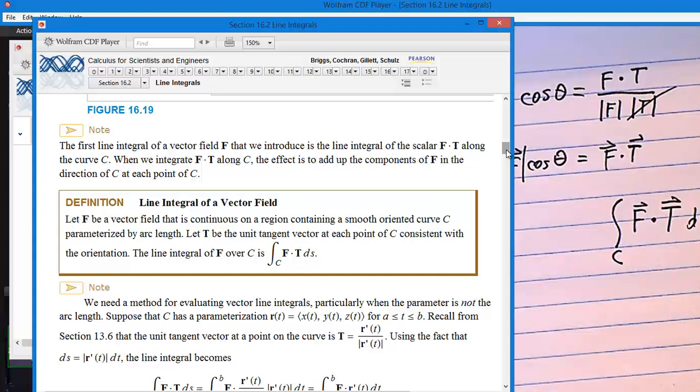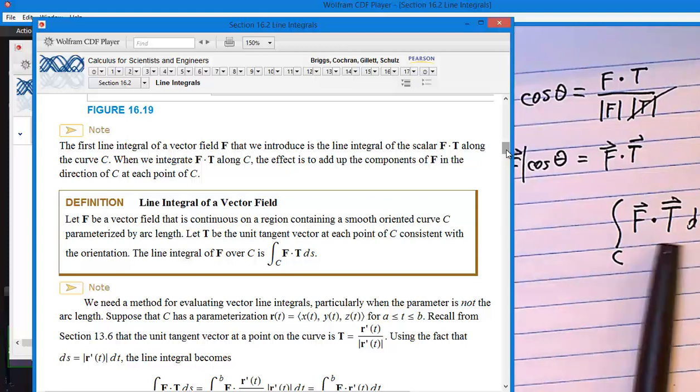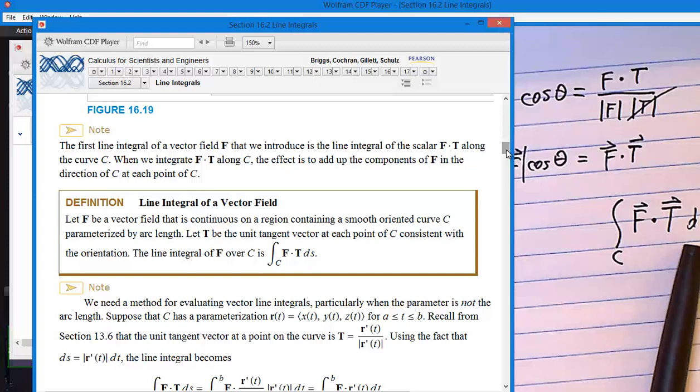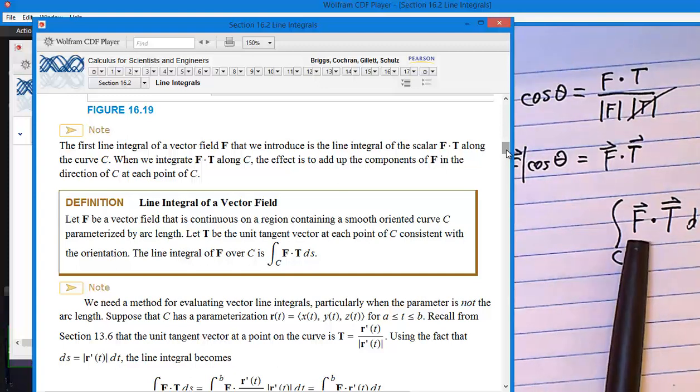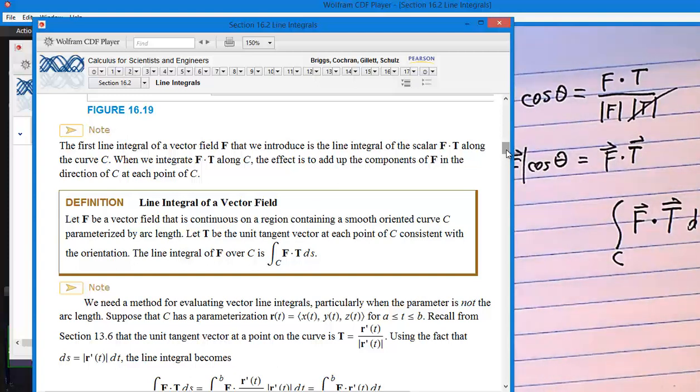It says that the curve is parameterized by arc length, t is the unit tangent vector at each point, and the line integral is this. So you know what's going to happen, guys? I'm going to have to remember some of my Calc 3, right? I'm going to have to compute this unit tangent vector again. I'm going to be given an F, and supposedly this is going to be valuable. Well, it is valuable.